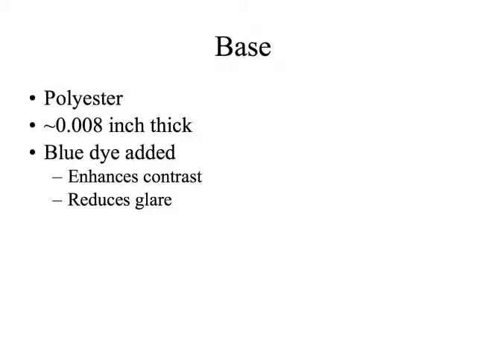So the base. The base is going to be made out of polyester, right? Just like discotheque stuff, like Saturday Night Fever. It's going to be 0.008 inches thick, or thereabout. Really, really thin, but thicker than the other stuff. And then typically with X-ray film, they've added a blue dye to the base, and that just helps us see contrast in the image more clearly. So it's going to enhance the contrast, and it's going to reduce the glare when we throw it up on the light board. So base is just polyester.